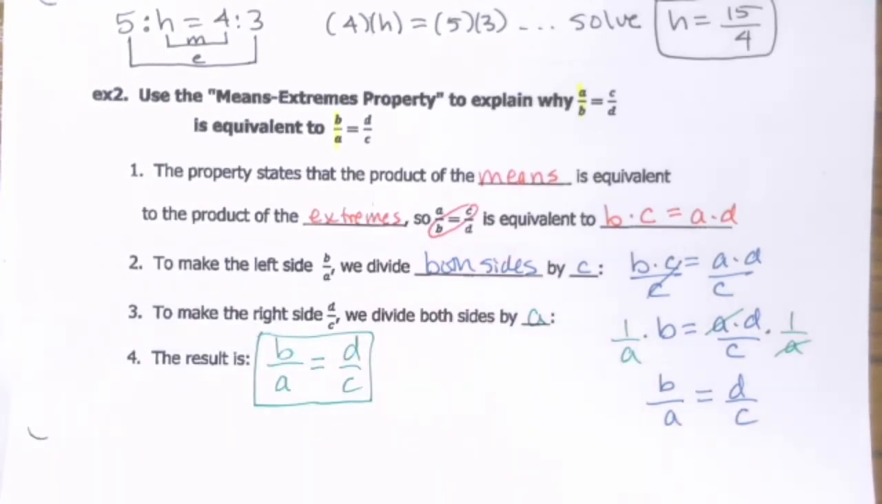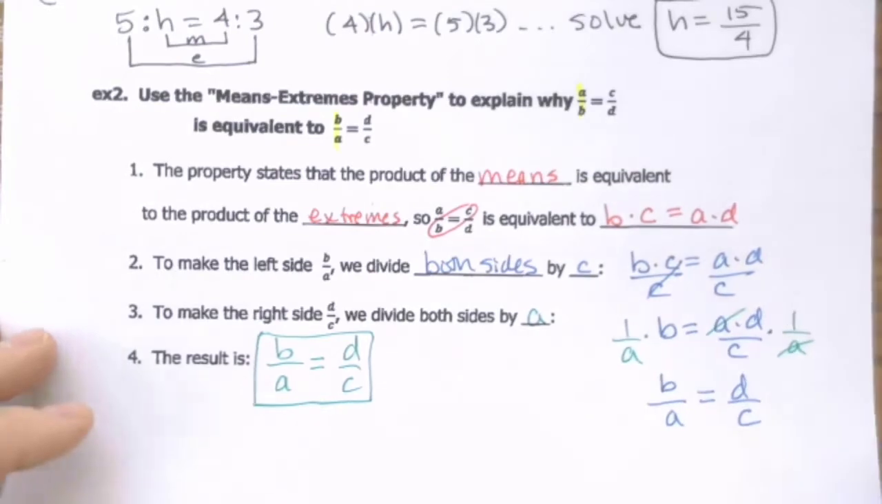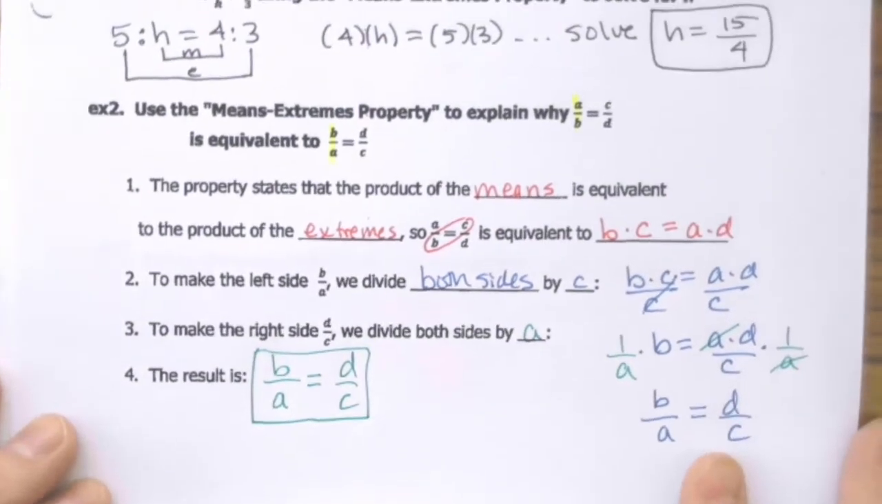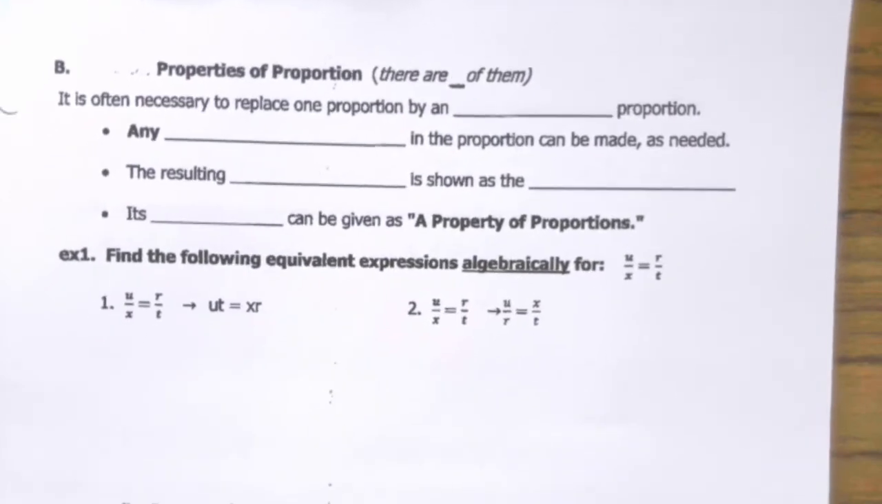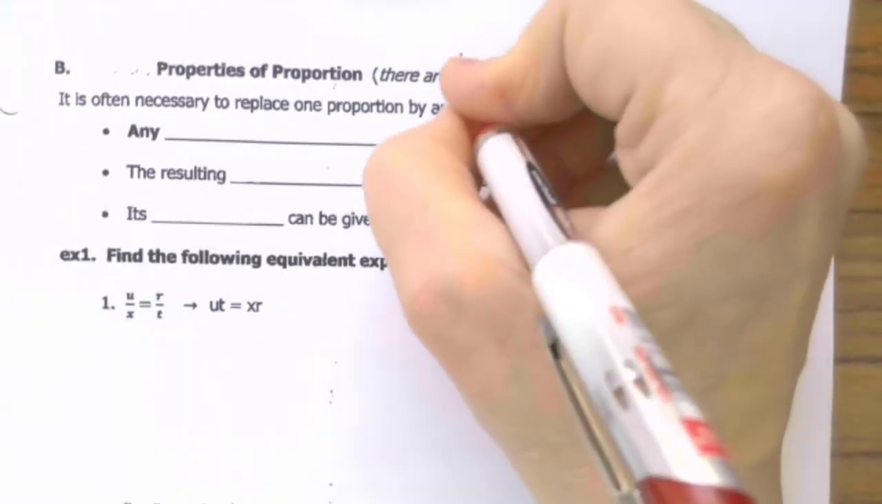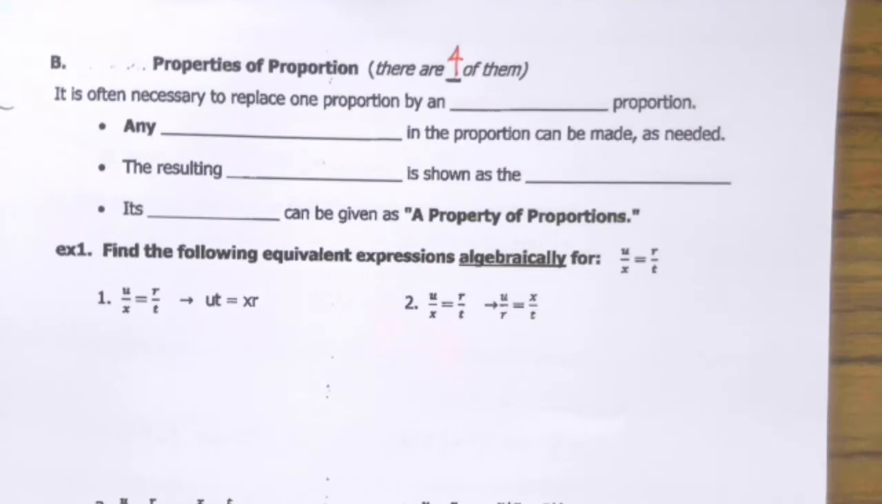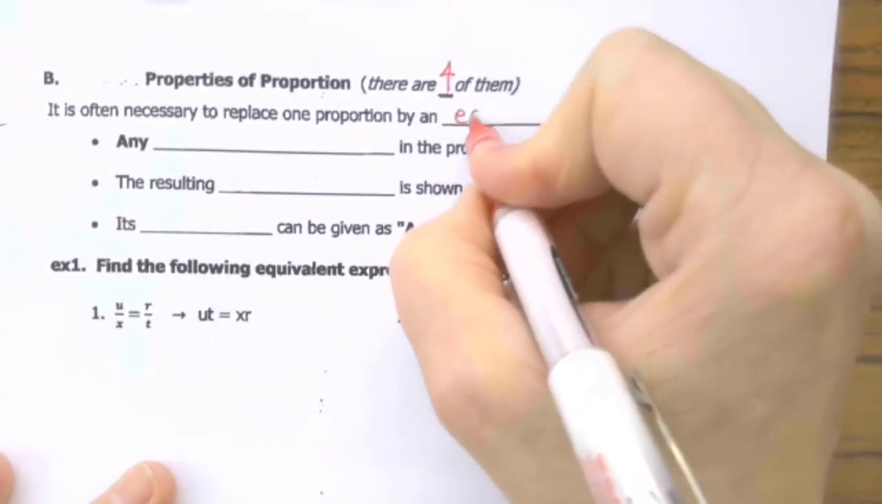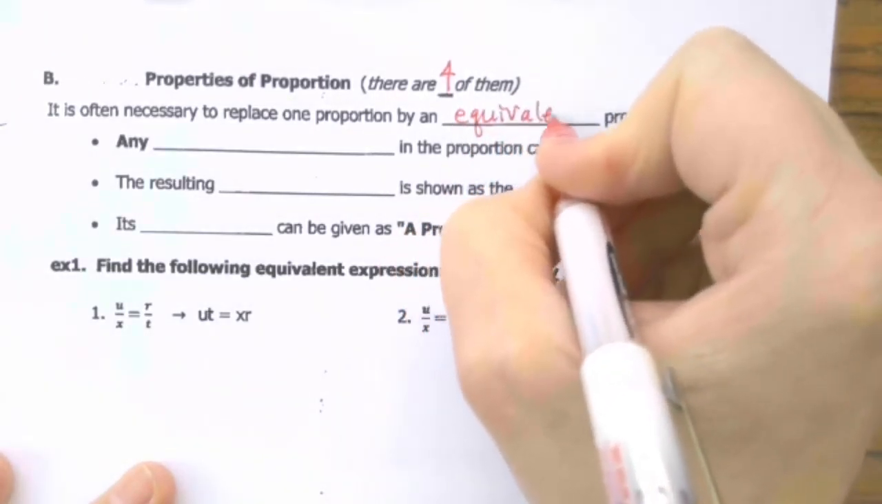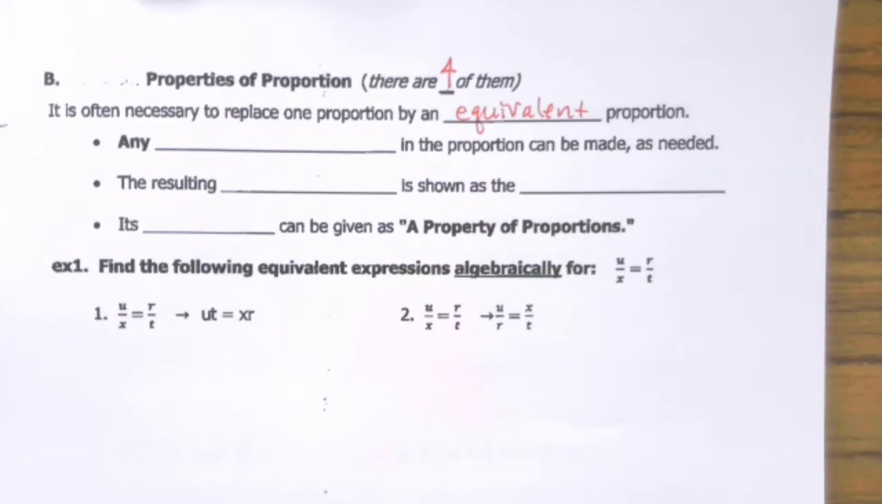So there are some properties like this one that are explainable using basic algebra, or you can memorize the property. Both are good. All right, flip the page. Properties of proportion. There are 4 properties of proportion. It is often necessary to replace one proportion by an equivalent proportion. Equivalent, remember, means equal but looks different.